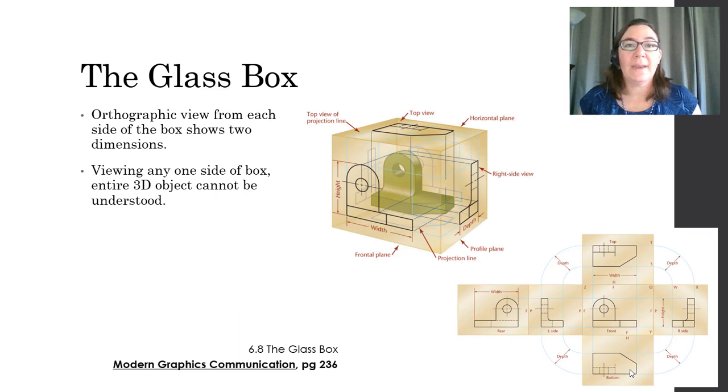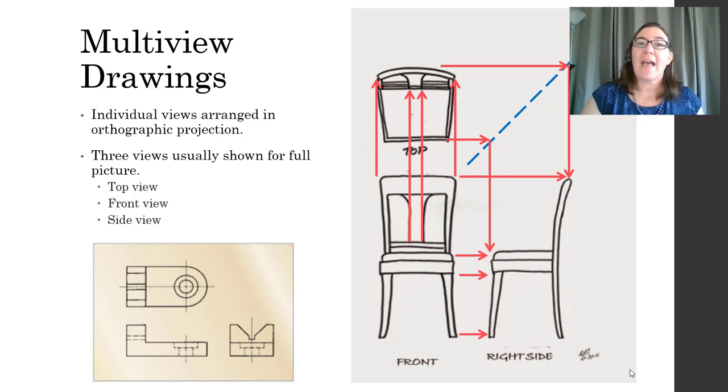Now, instead of one glass pane, we can imagine our object surrounded by a glass box and visualize the orthographic view from each side of the box. Each one of those sides shows only two of our three dimensions, and therefore viewing any one side of the box or any one drawing, the entire three-dimensional object can't be fully understood. That leads us to multi-view drawings where individual views are arranged.